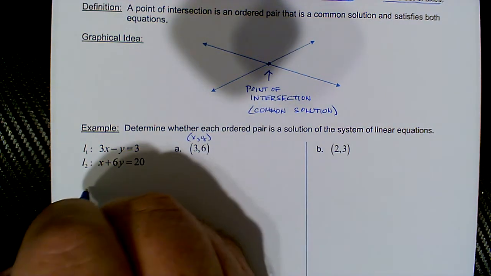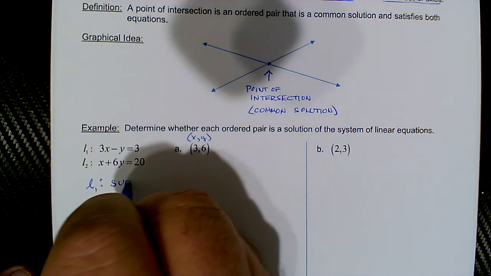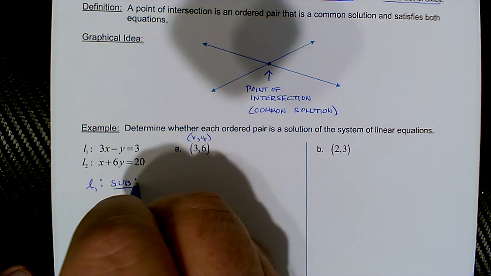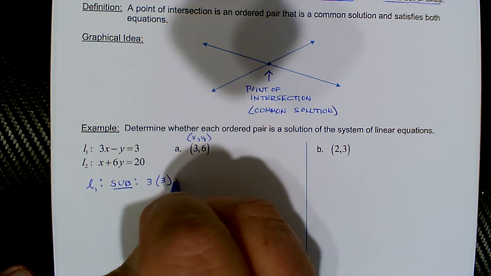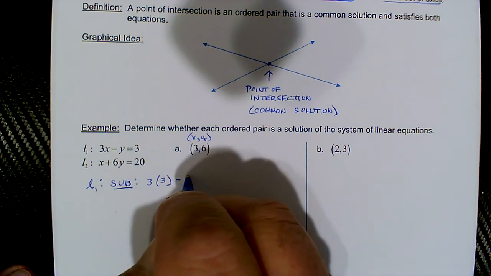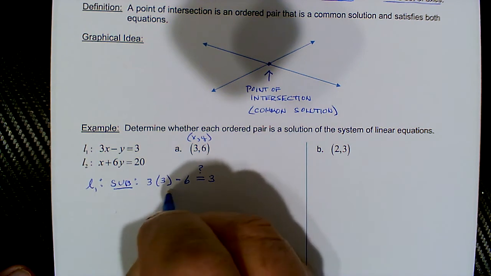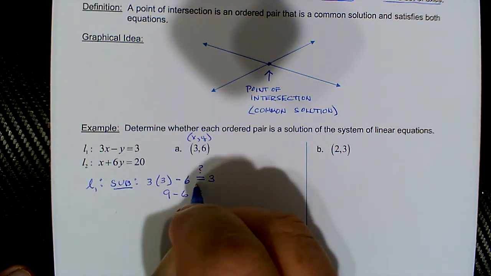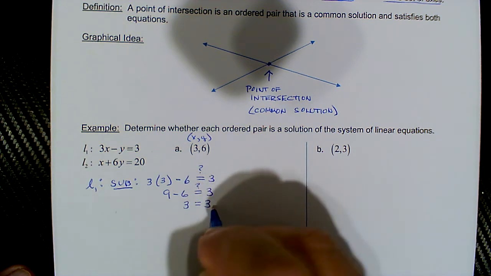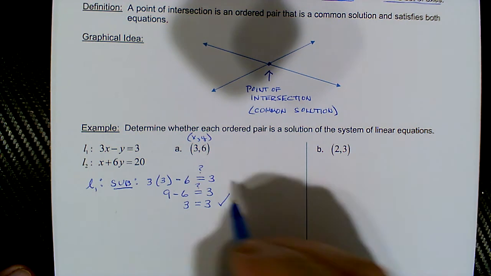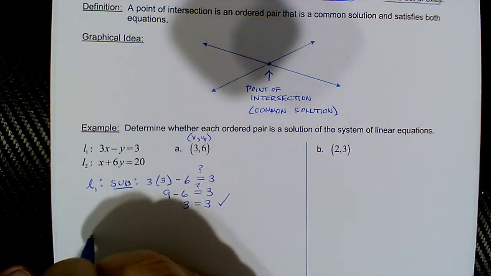So let's say for L1, we substitute. We have x is 3, so 3 times 3 minus y, which is 6. Is that equal to 3? That's 9 minus 6, and 3 equals 3, so it checks. In other words, that point does lie on L1, but what about L2?